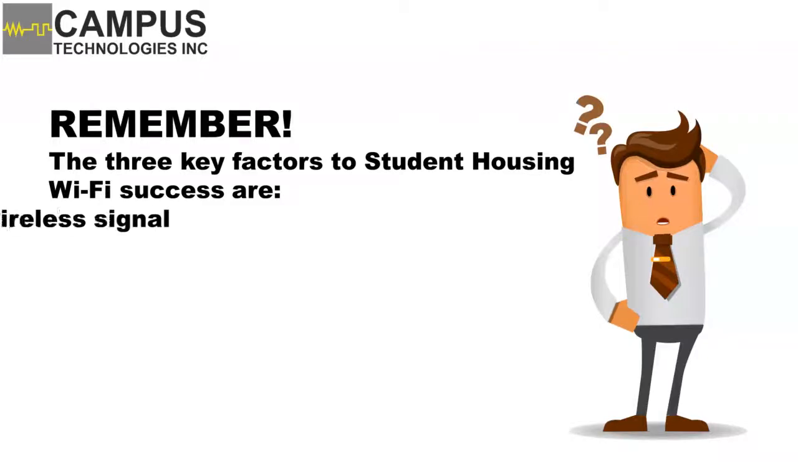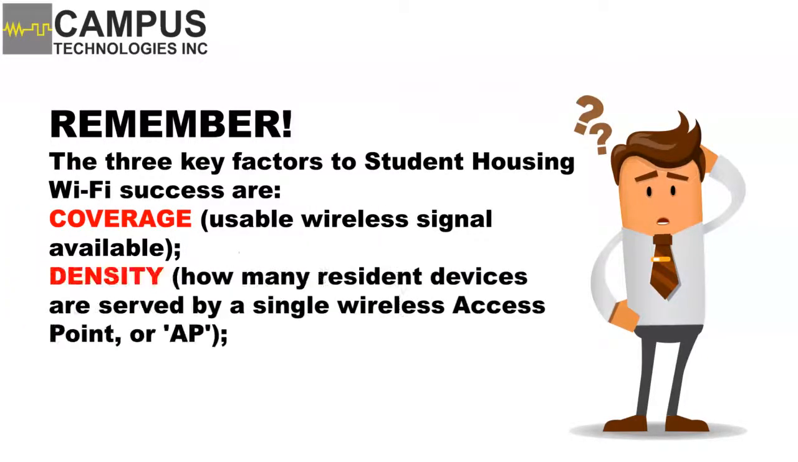So the 3 key factors here: coverage, density being how many resident devices are served by a single wireless access point. Let's talk about that for a second. So we've talked about coverage, that's enough radio signal across the property. Density is the number of access points you have deployed.